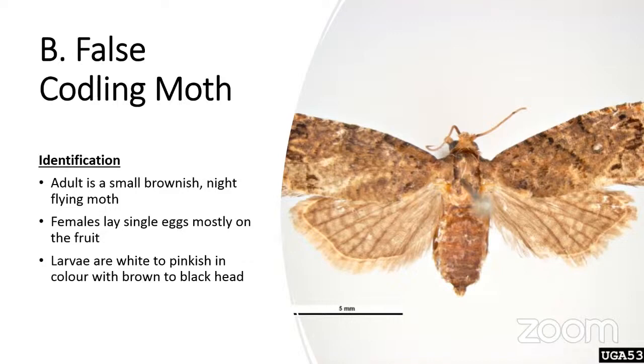Then the larvae are white to pinkish in color with a brown to black head. So when you look at the larva, which is hatched from the false codling moth, it is whitish to pink in color. Next.